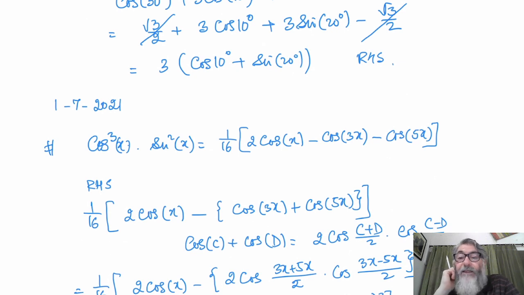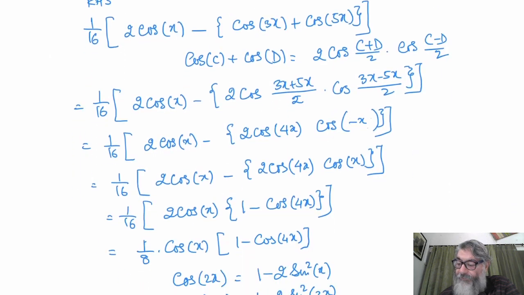But sometimes, as I told you, we solve both the left hand side and the right hand side and achieve a third result, which is equal to left as well as right. So it doesn't really matter.